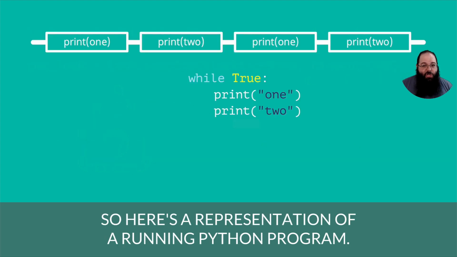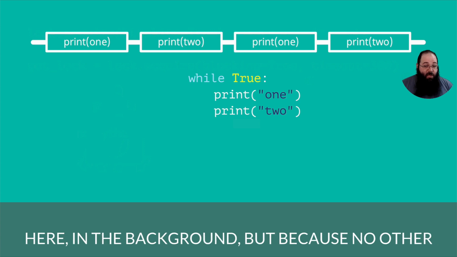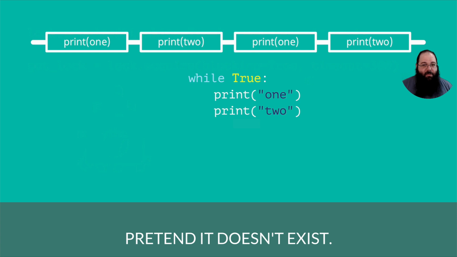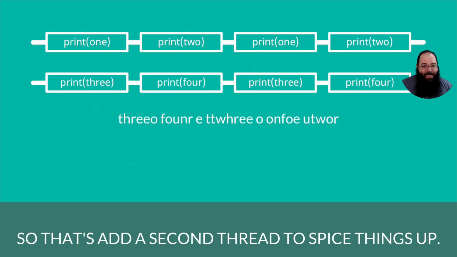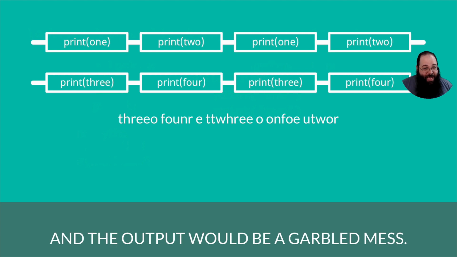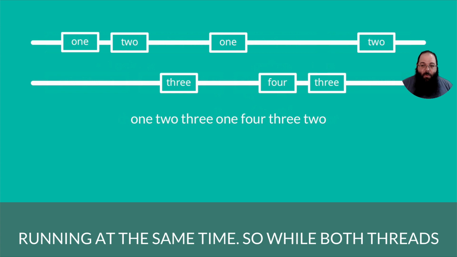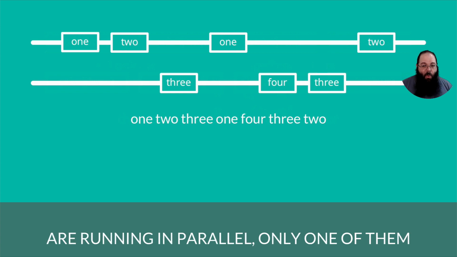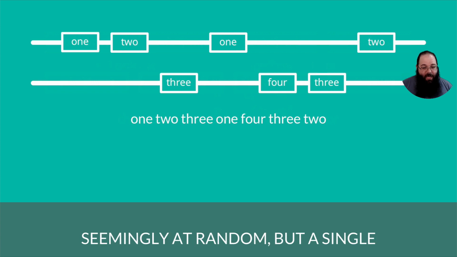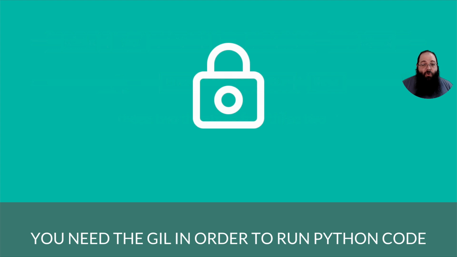So here's a representation of a running Python program. Boring, simple, single-threaded. The GIL is running here in the background, but because no other thread is trying to acquire it, we can just pretend it doesn't exist. So let's add a second thread to spice things up. In a perfect world, these would run concurrently and the output would be a garbled mess. But the GIL prevents two Python threads from running at the same time. So while both threads are running in parallel, only one of them can be making progress in a given moment. This means that we see it swapping back and forth, seemingly at random, but a single call to print can't be interrupted. You need the GIL in order to run Python code.